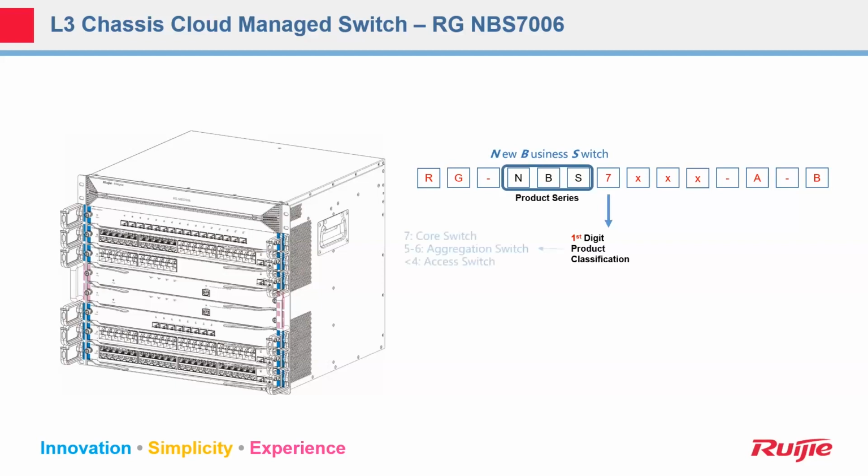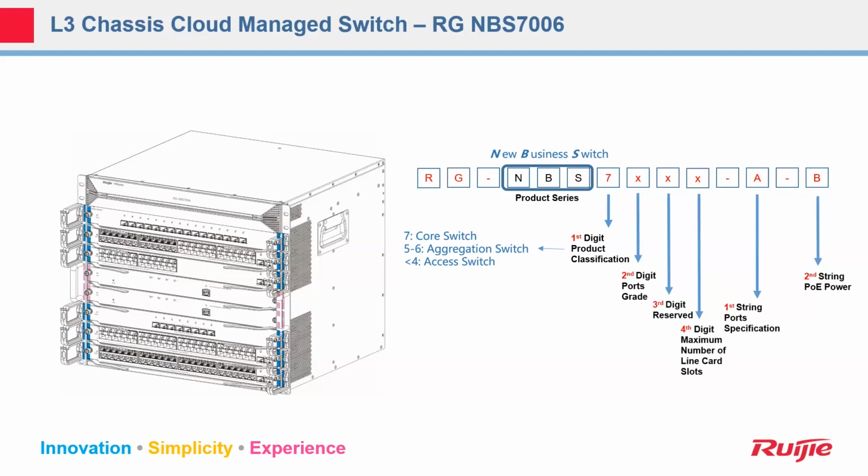where the number 7 represents that this switch is capable of being used as a core switch in the network. Other numbers like 5 to 6 represent that the switch can be used as an aggregation switch. A number smaller than 4 represents an access switch. So the larger the number, the stronger the performance of the device. And the 3 following 0s are used by default. That's the meaning of 7000. And the last number 6 represents that the switch has 6 line card slots.